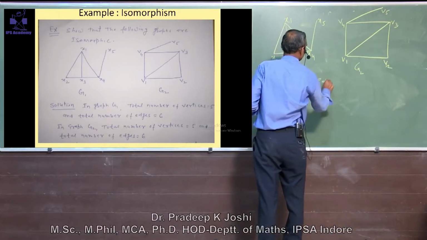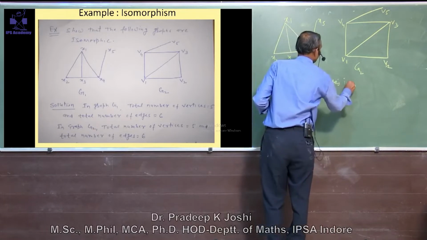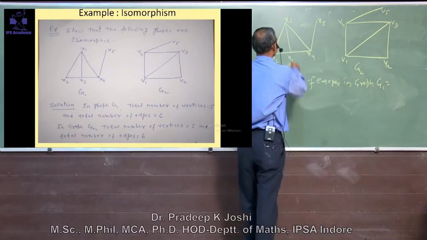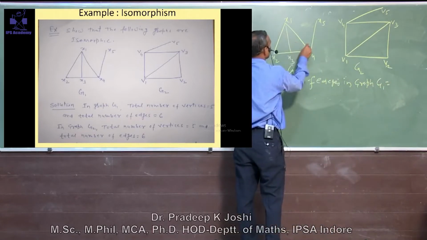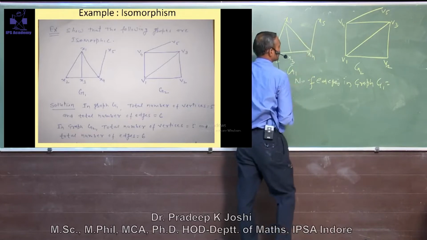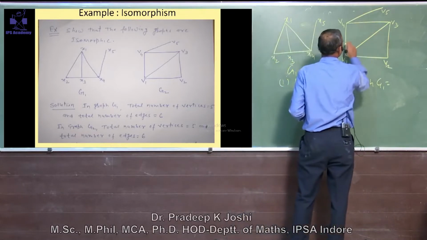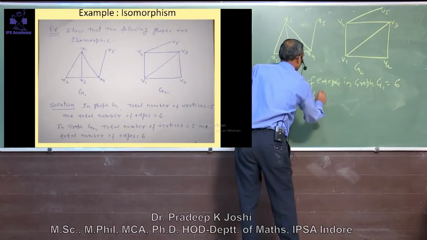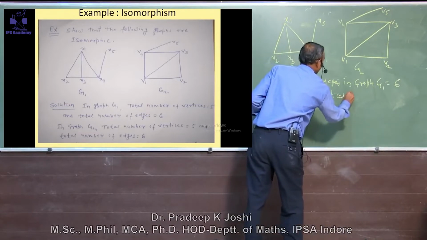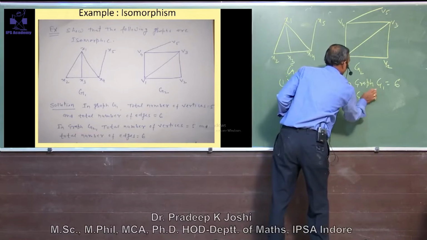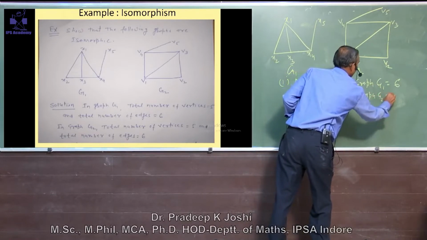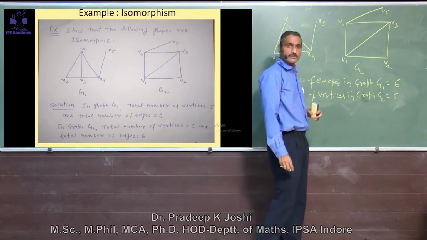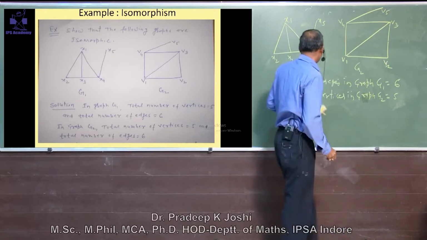The number of edges in graph G1: 1, 2, 3, 4, 5, 6. It is 6. And the number of vertices in graph G1 is 5. So the number of edges is 6 and the number of vertices is 5.